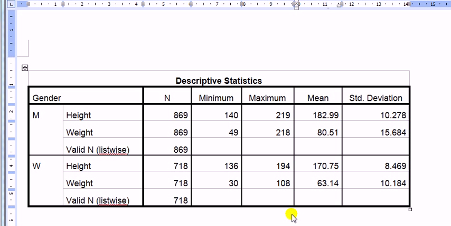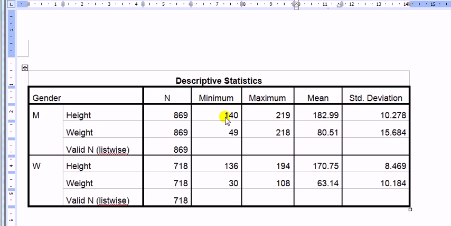Okay, first of all, present the descriptive statistics. Gender, male and female, we've got height, weight data. We can see that this year's Olympics, London 2012 Olympics, there are 869 male participants, 718 women. Let's look at their height.